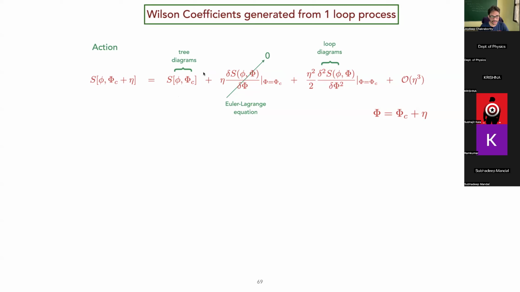Okay, and then this quantity doesn't include your eta. So this is similar to what we have discussed as the contribution from the tree level diagram. So we have learned how to do that. Now, what about this one? This is identically 0 at phi equal to phi c, because of the Euler-Lagrange equation, because this is how you calculate your phi c. So the next dominant contribution is from this one. Now this is a functional derivative, right? So then how do I know that this is equivalent to a one loop calculation?